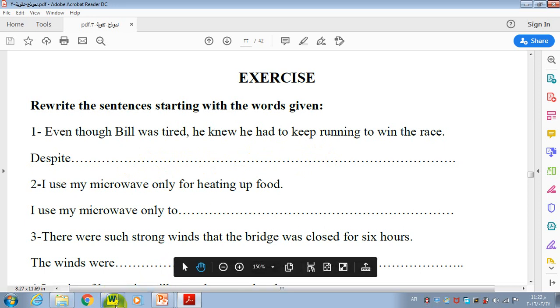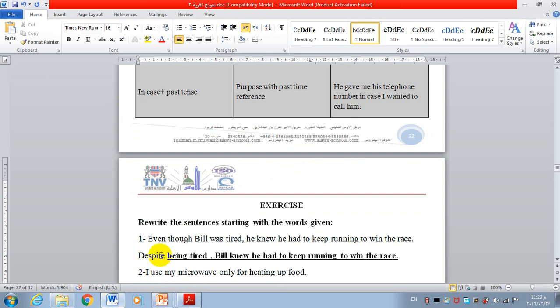Good. The right answer for number 1: despite being tired, Bill knew he had to keep running to win the race. Here we use despite plus verb plus ing, and this sentence is for contrast. But in the first sentence, we use even though plus subject plus verb. But here, when we want to use despite, we use the verb ing, like you see.